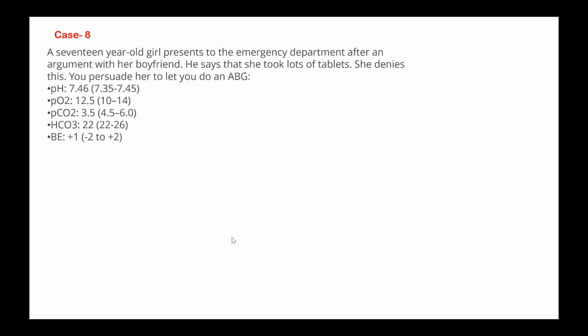And a 17-year-old girl presents to the emergency department after an argument with her boyfriend. She says he took a lot of tablets. He denies this, and an ABG is taken. What is the ABG report likely to be? What is your interpretation?